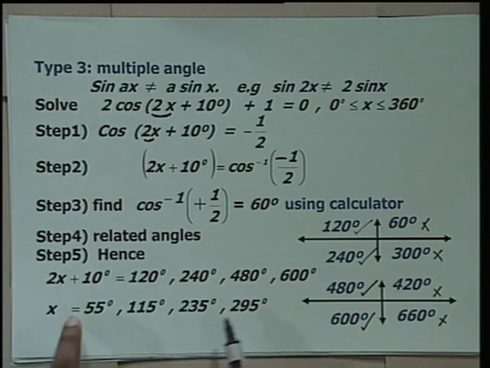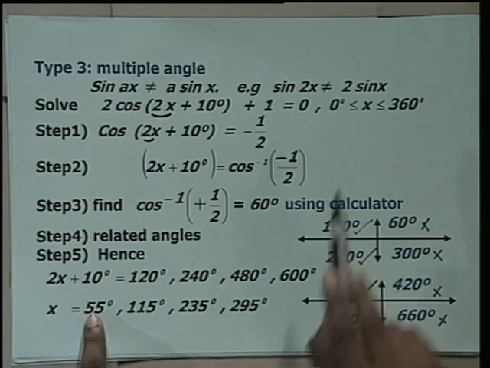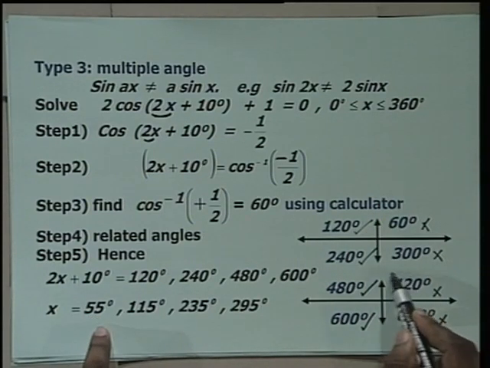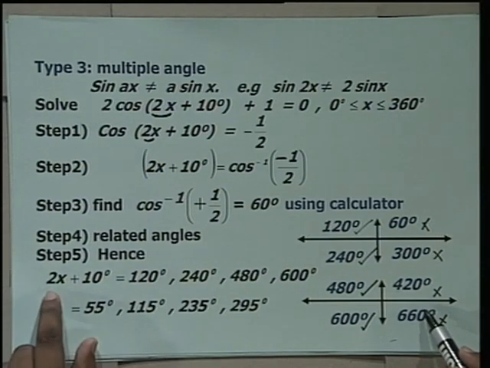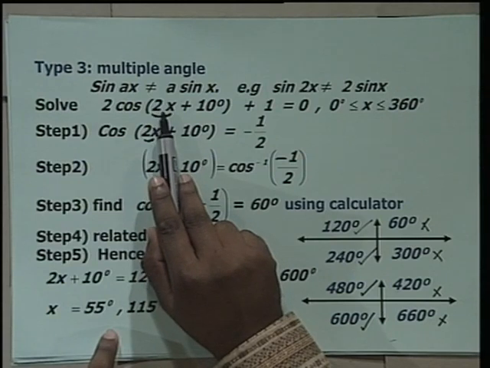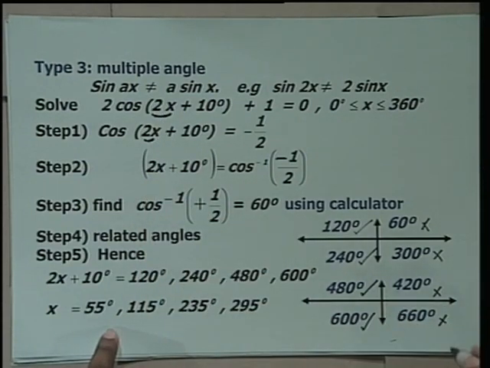Note that all the angles for x are in the range 0 to 360, even though we took angles in the second turn because of the 2. Right? So if you have 3x, remember, you should take angles in the third turn as well. And how do you obtain those angles? Just add 360 degrees to angles obtained in the second turn.